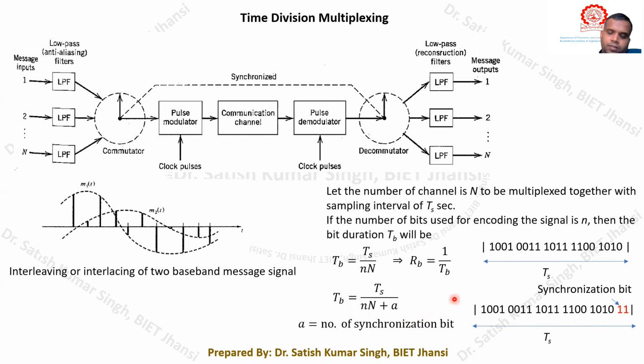Remember that whenever the synchronization bit comes in a question, if it is given as added per frame, then it has to be considered per frame. If it is given as added per sample, then you have to calculate how many synchronization bits will be added per frame, according to how many samples we are taking. That way you can calculate the bit duration, and from the bit duration you can automatically calculate the bit rate of this particular TDM system.